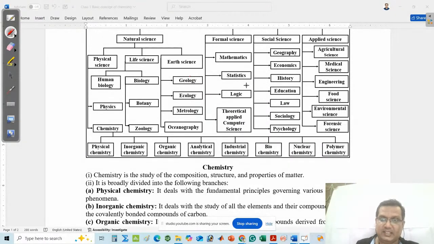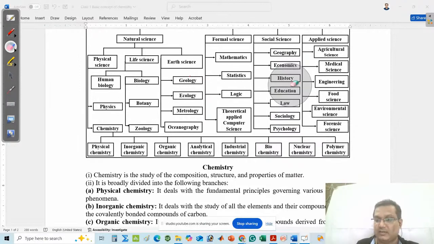Next, I will move to the social science. Social science means Samajika Vigyana. You know about these topics. Your geography means Bhugola. Economics means Arthashastra. History means Itihasa. Education, Shiksha. Law means Aini Shastra. Sociology means you can say Samajika Vigyana. Next is your psychology, Monovigyana. These are the different branches of social science.